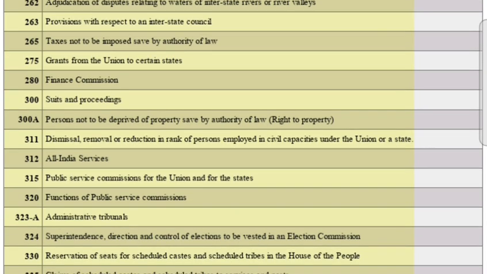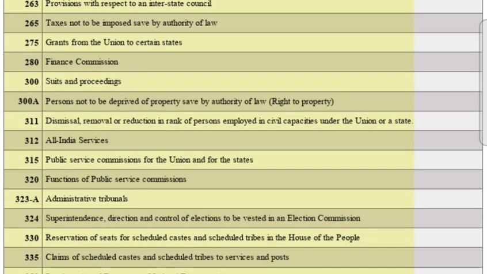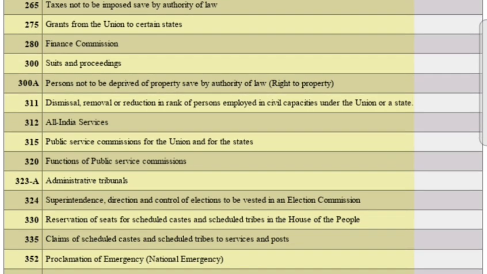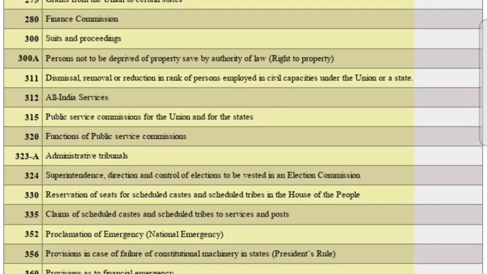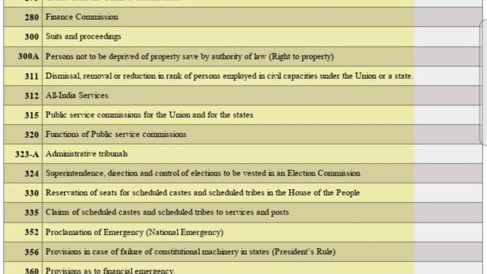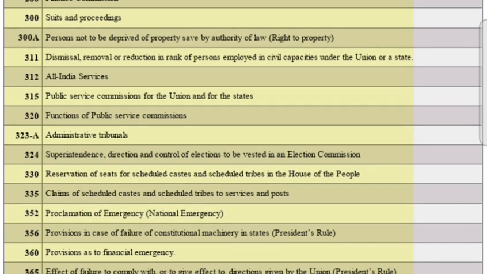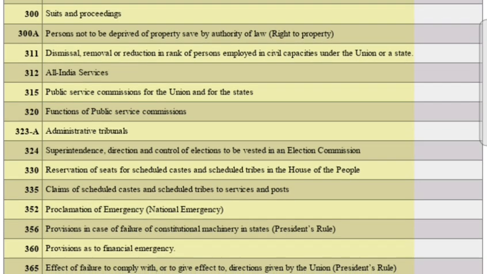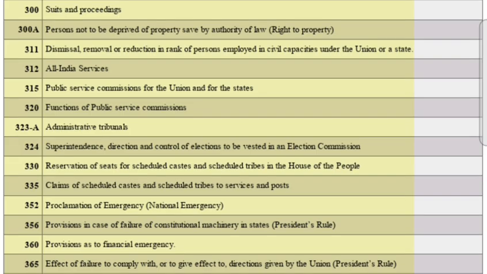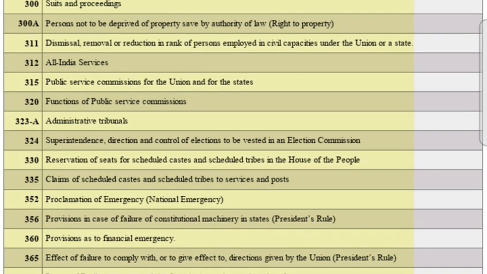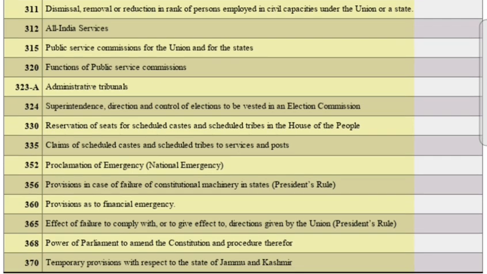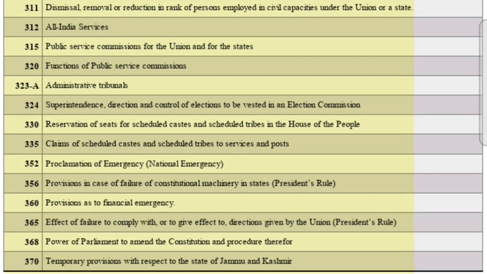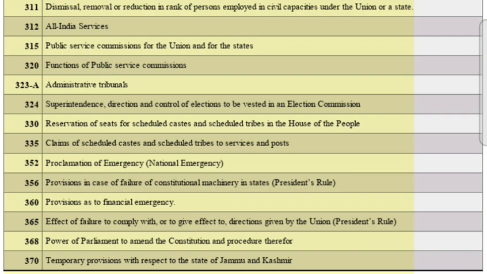280 Finance Commission. 300 Suits and proceedings. 300A Persons not to be deprived of property save by authority of law. Right to property. 311 Dismissal, removal or reduction in rank of persons employed in civil capacities under the Union or a state. 312 All India Services. 315 Public Service Commissions for the Union and for the states. 320 Functions of Public Service Commissions.